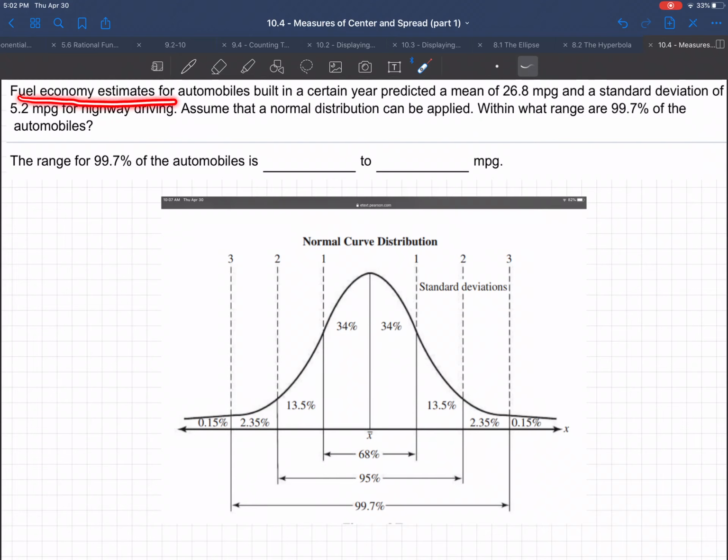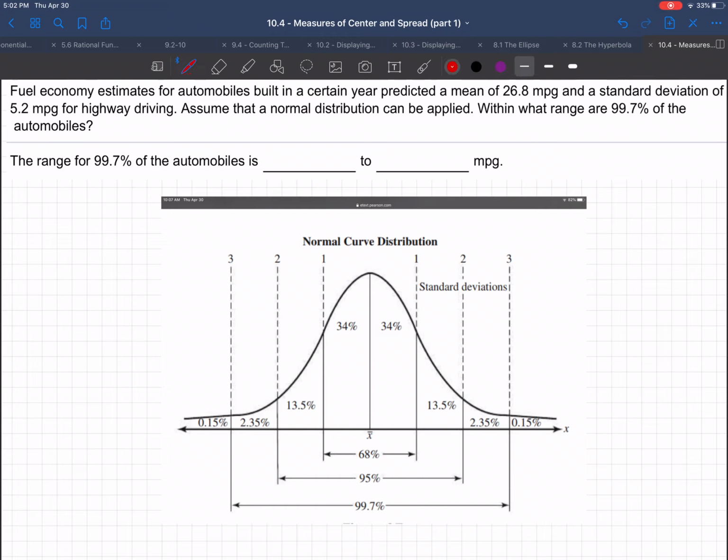Fuel economy estimates for automobiles built in a certain year predicted a mean of 26.8 miles per gallon and a standard deviation of 5.2 miles per gallon for highway driving. Assume that a normal distribution can be applied. Within what range are 99.7% of the automobiles? Okay.